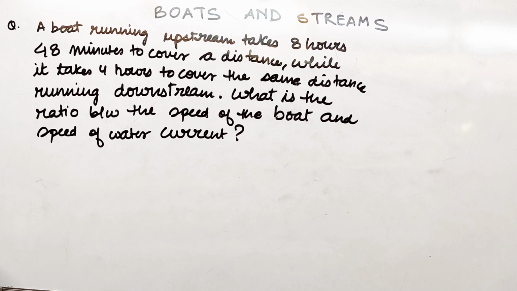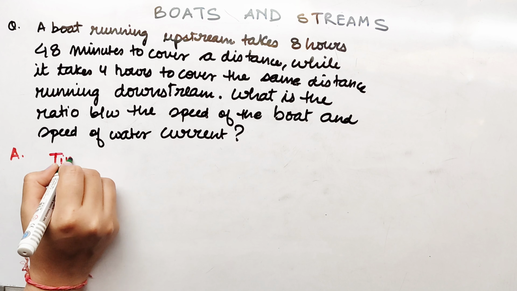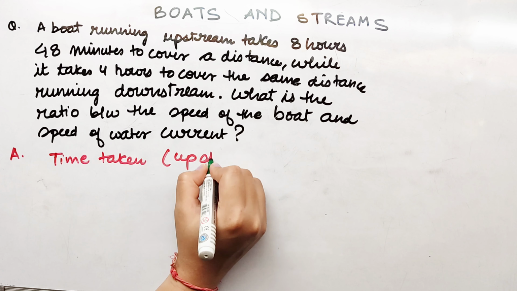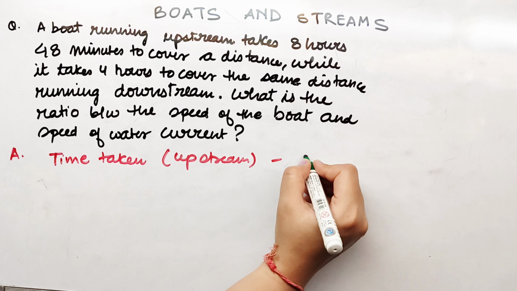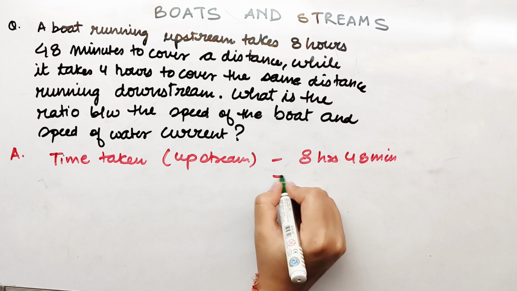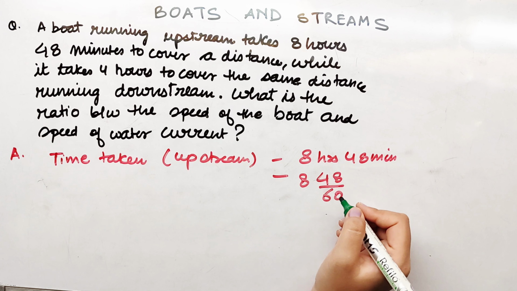Okay, so here you have been given the time. So first we need to change the time. Always make sure all your numbers are in the same unit. As here you can see the time is 8 hours and 48 minutes. Okay, so first you need to convert those 48 minutes into hours. So to convert minutes into hours, you have to divide it by 60. Okay, so on dividing 48 by 60, what do we get?